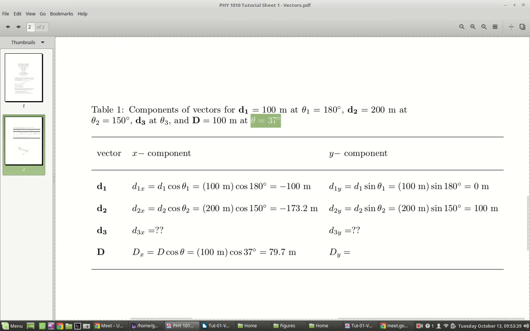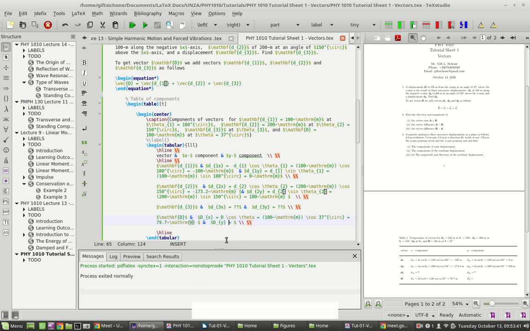So how do you find dy? First, dx is maybe 79.9. What do you have? 79 point what? 79.86, so it is 79.9.